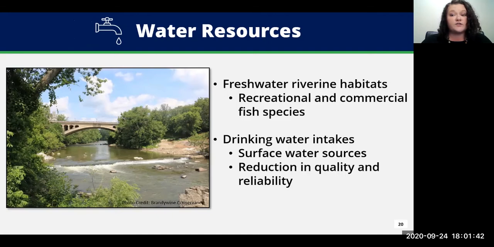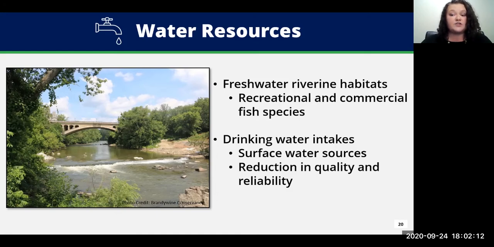The final resource we're going to discuss this evening that can be impacted by sea level rise is freshwater riverine habitats and drinking water intakes. The Delaware estuary is an example that we have of a bay in our state where there's a mixture of fresh water and salt water. The fresh water comes from our rivers and streams that empty into the Delaware River and the bay. These rivers and streams are important habitat for recreational and commercial fish species.